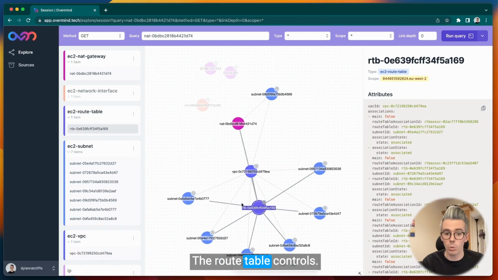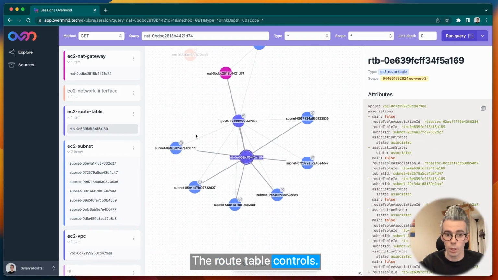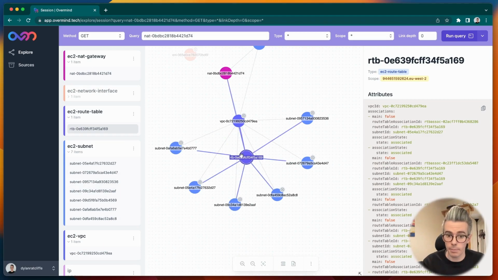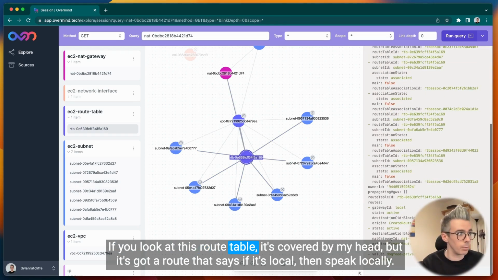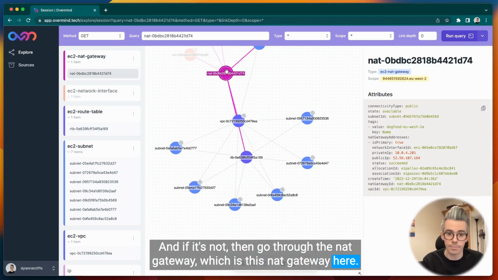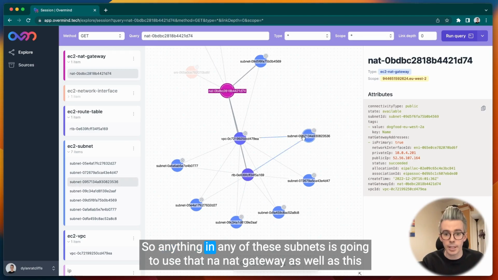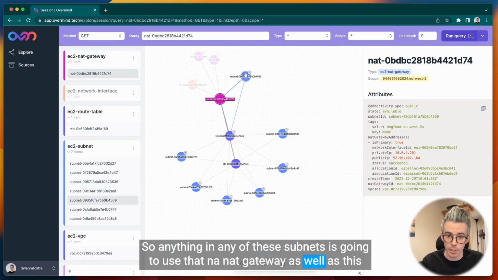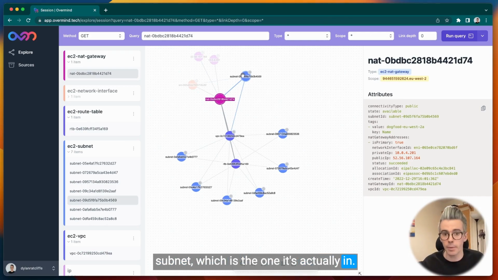The route table controls how subnets route between them. If you look at this route table, it's covered by my head, but it has a route that says if it's local, then speak locally, and if it's not, then go through the NAT gateway, which is this NAT gateway here. So anything in any of these subnets is going to use that NAT gateway, as well as this subnet, which is the one it's actually in.